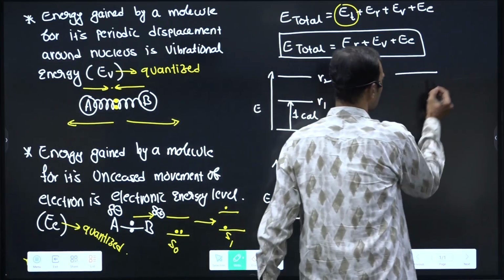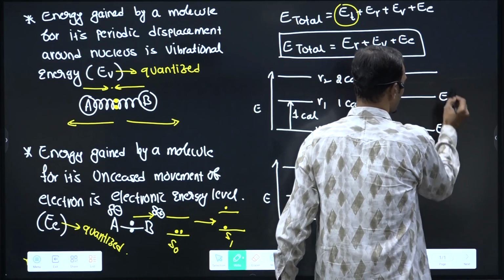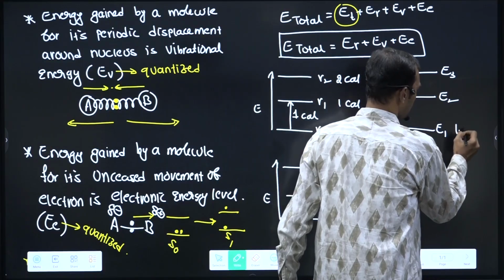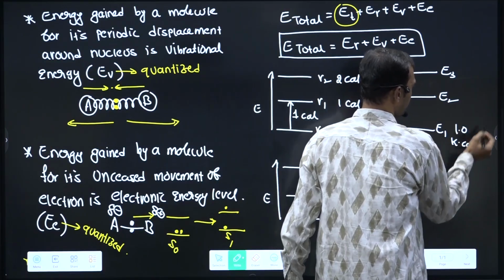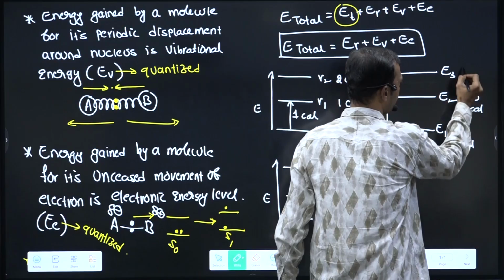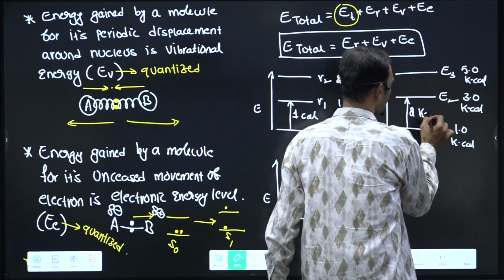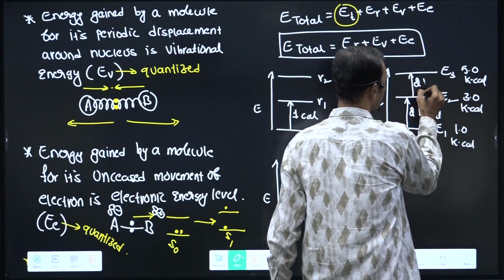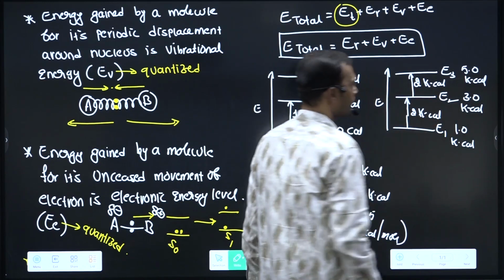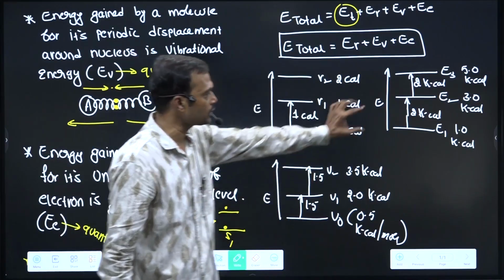And if you take any electronic energy level, this is E1, E2, this is E3, electronic energy level. So this is almost 1.0 kilocalorie per mole, and here it is 3.0 kilocalorie, and here 5.0 kilocalorie. So from here to here 2 kilocalorie, and here 2 kilocalorie. Energy gap I am saying. Here energy gap is 1 calorie, here energy gap is 1.5, here energy gap is 2 kilocalorie.